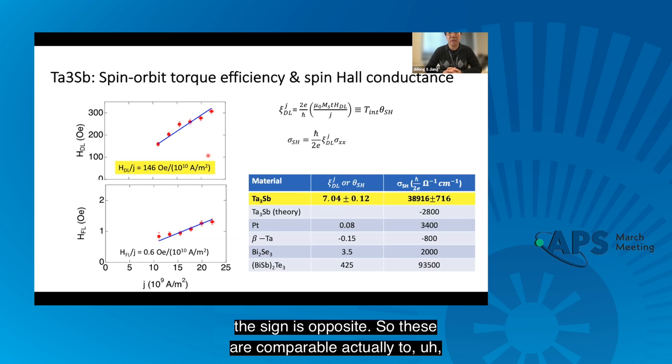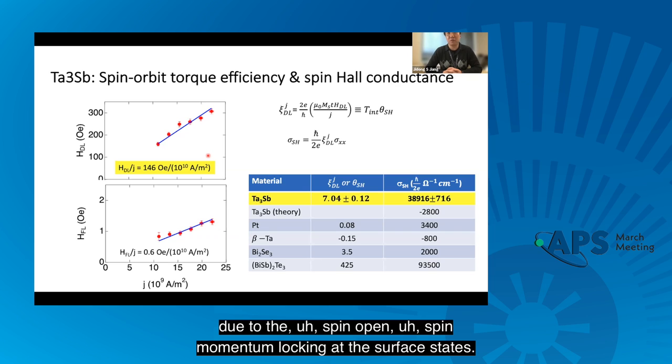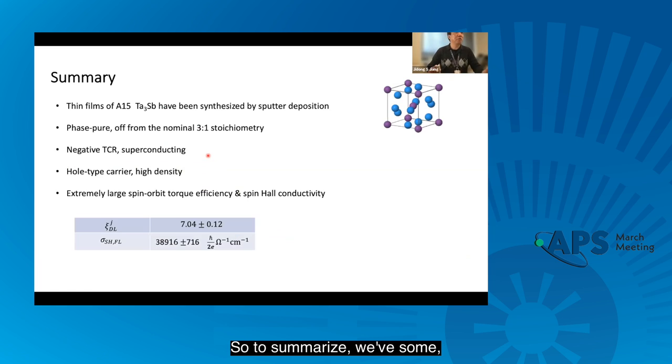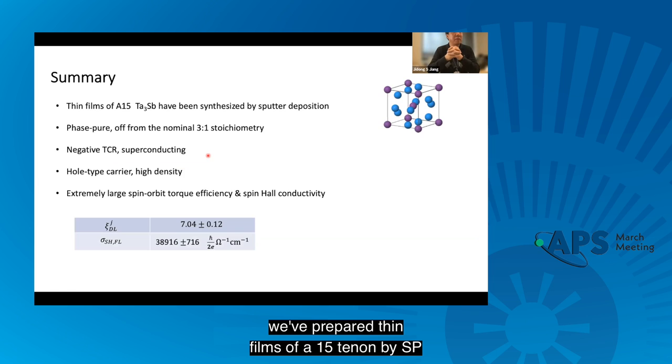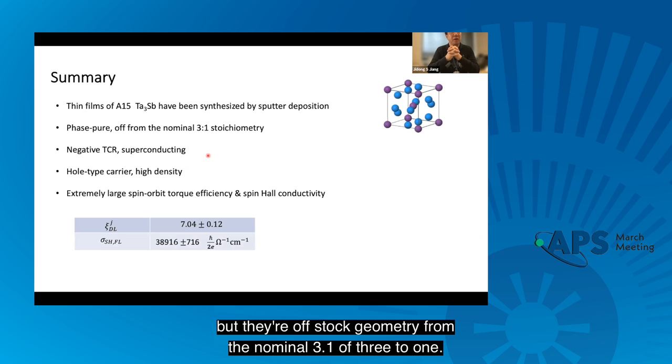So these are comparable actually to topological semiconductors, bismuth selenide, which are due to the spin momentum locking at the surface states. So to summarize, we've prepared thin films of A15 tantalum antimonide by sputter deposition. Our films are phase pure, but they're off stoichiometry from the nominal 3:1. And our films have negative TCR, they're superconducting.